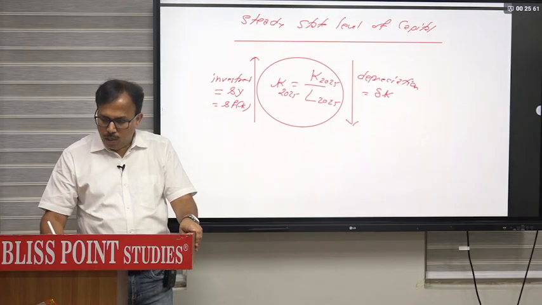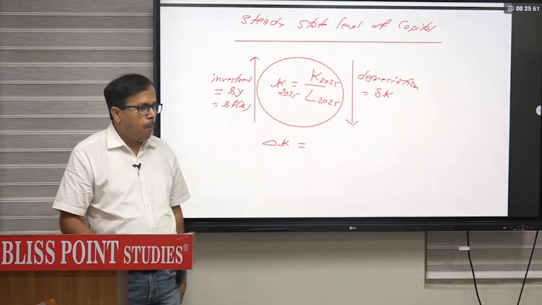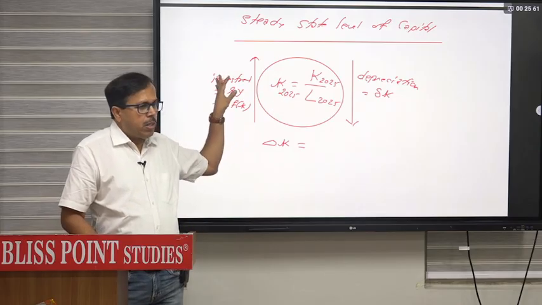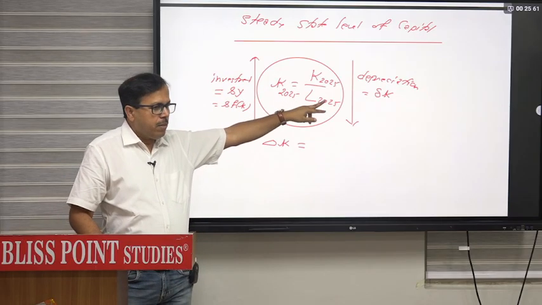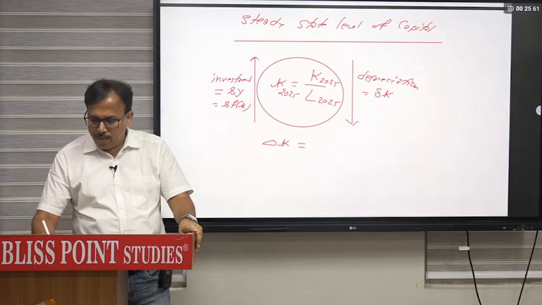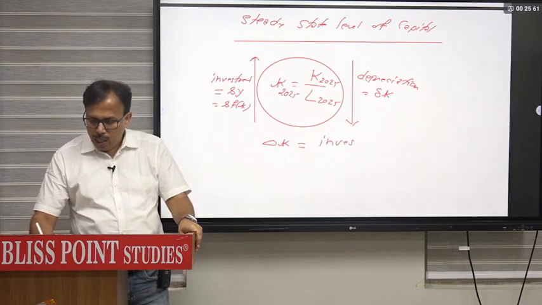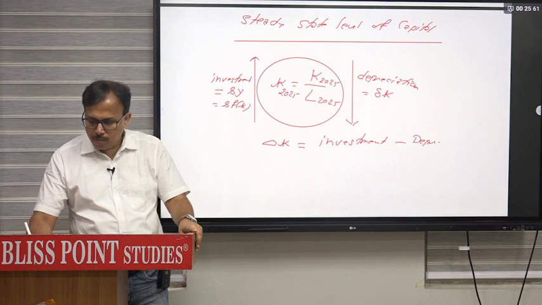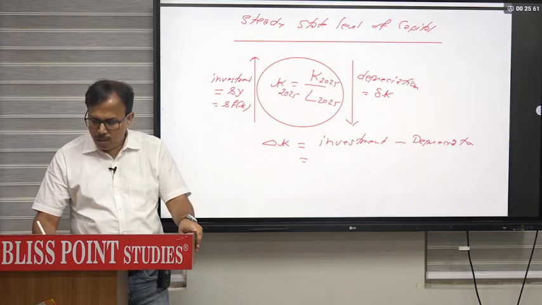So what determines the change in the stock of capital? This stock will increase because of investment and decrease because of depreciation, so the change will be determined by the difference of these two. So delta K is equal to investment minus depreciation. In place of investment you write s times the function of K, that is y, and depreciation delta into K.